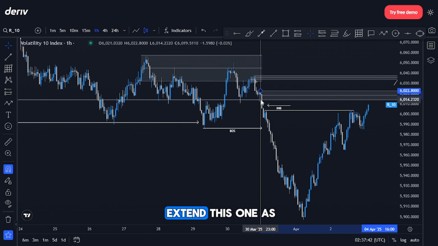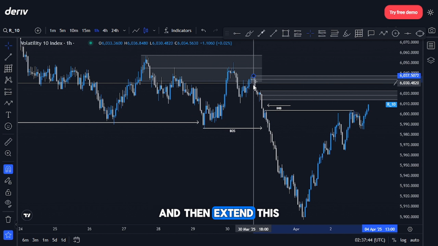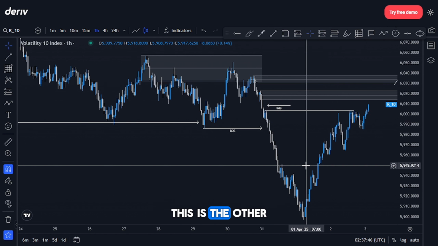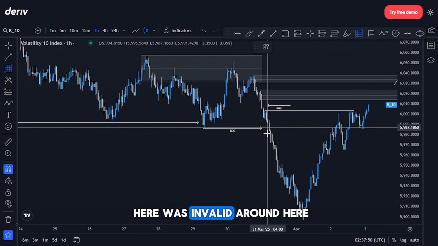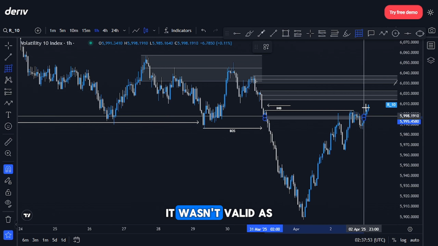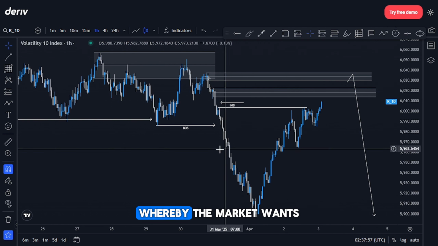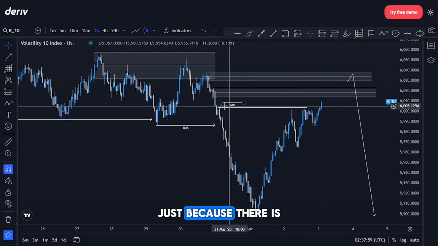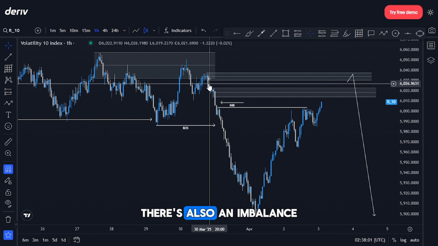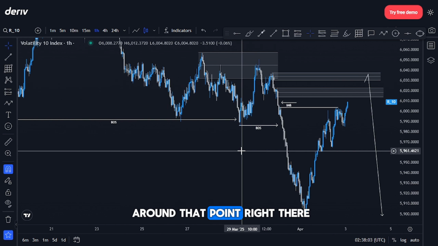So we can just extend this one, as you can see, and then extend this one. You can see that these are the other blocks that I was talking about, and then this one here was invalid around here. It was invalid, as you can see, just because this is not an area whereby the market wants to sell from, just because there is an imbalance here. There's also an imbalance around that point right there, guys.